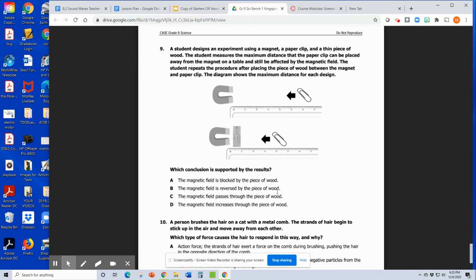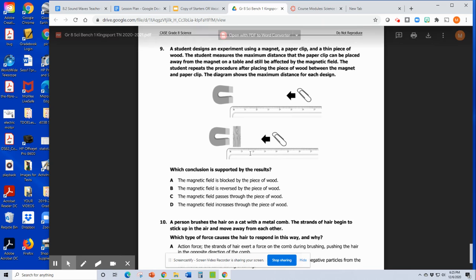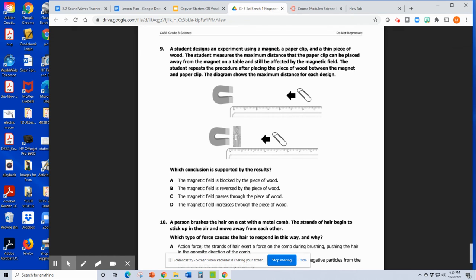That's a little tricky. The magnetic field is reversed by the piece of wood. No, I don't see any kind of magnetic field north and south poles reversing. The magnetic field passes through the piece of wood. Well, I mean, it must, because some of it is still coming over here affecting the paper clip. And the magnetic field increases through the piece of wood. Well, it definitely doesn't increase, because I notice the paper clip has to be closer in order to feel the effect of the magnetic field.